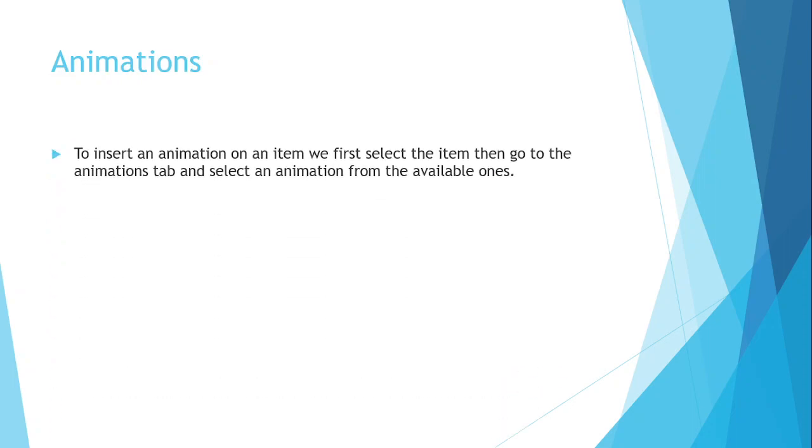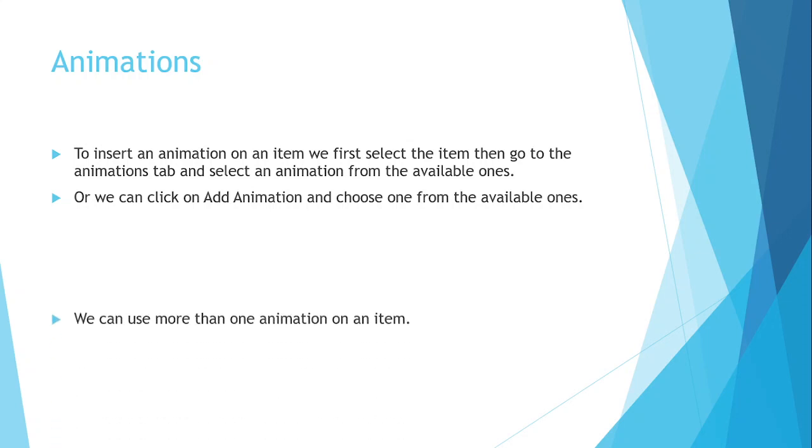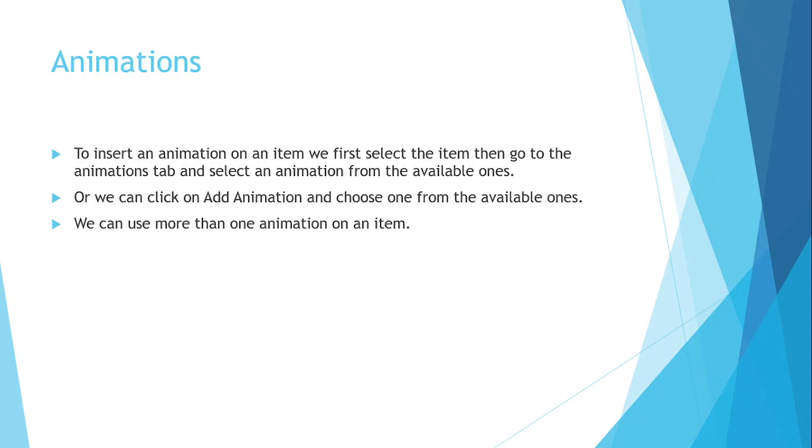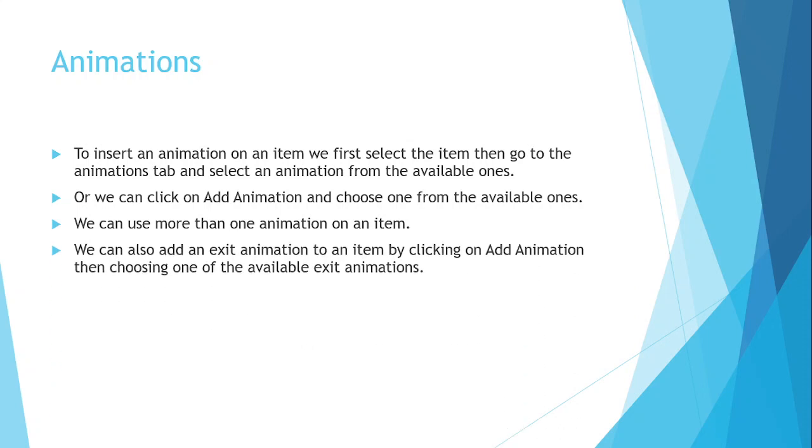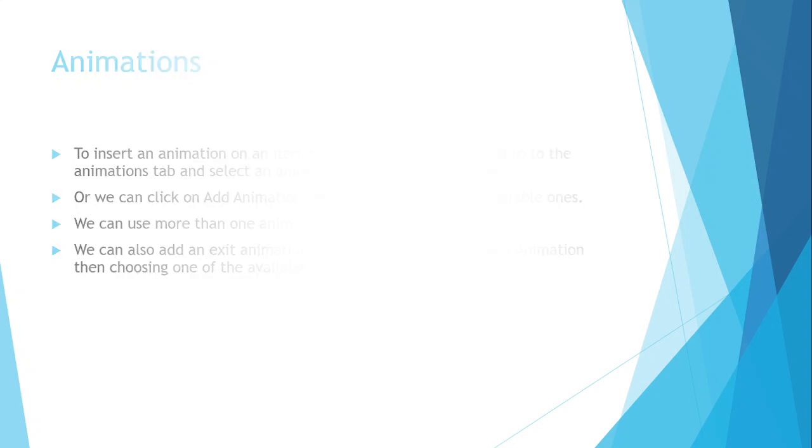To insert an animation on an item, we first select the item, then go to the Animations tab and select an animation from the available ones, okay? Or we can click on Add Animation and choose one from the available ones, okay? We can use more than one animation on an item. For example, we have three types of animations. We have entrance animation, emphasis animations, and exit animations. You can combine the three, okay? We can also add an exit animation to an item by clicking on Add Animation, then choosing one of the available exit animations, okay?